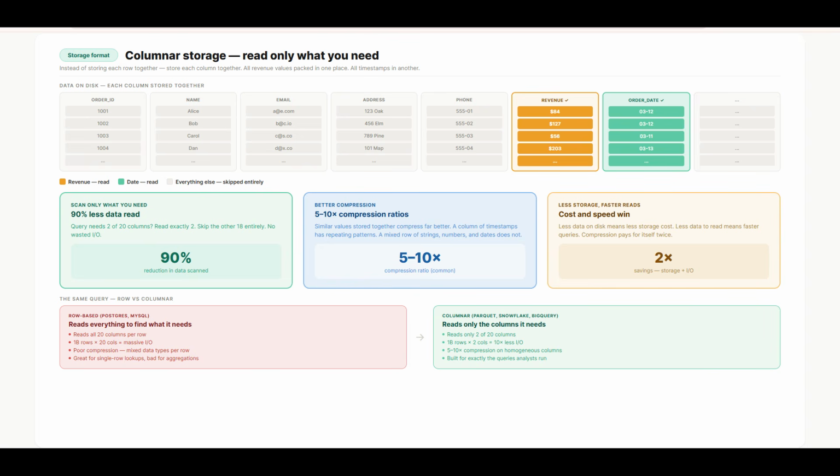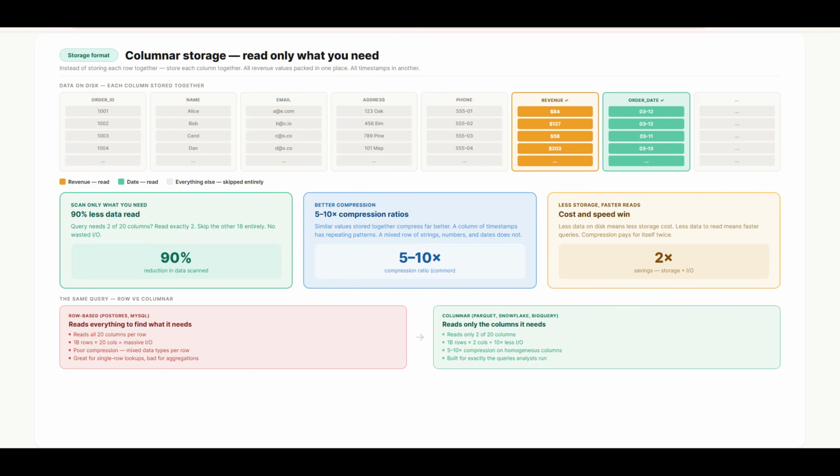All the revenue values packed in one place. All the timestamps packed in another. All the customer IDs together. Now, when your analyst runs that aggregation query, the database only reads the 2 columns it actually needs. It skips everything else entirely. On that billion row table, instead of reading all 20 columns, you read 2.